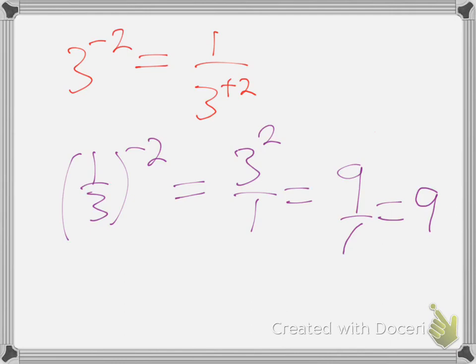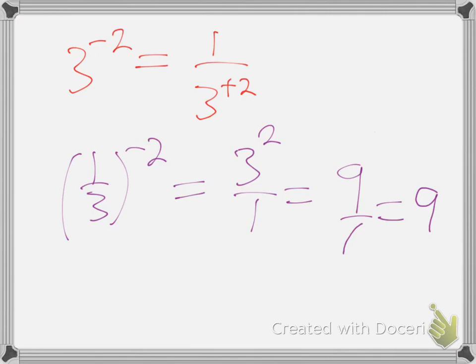So the negative part of the power flips it. Same thing here. Flips it. And then the 2 does his power thing after the negative part has flipped it. You tracking with me? So right here, that negative part of the power flipped it, and then 3 squared is 9. 9 over 1 is just 9.